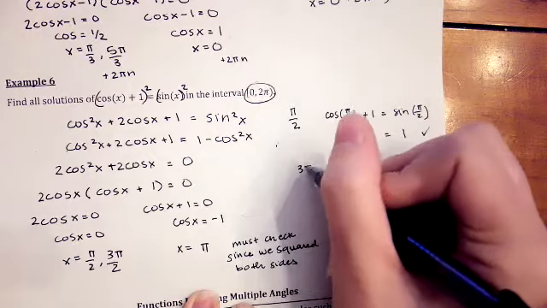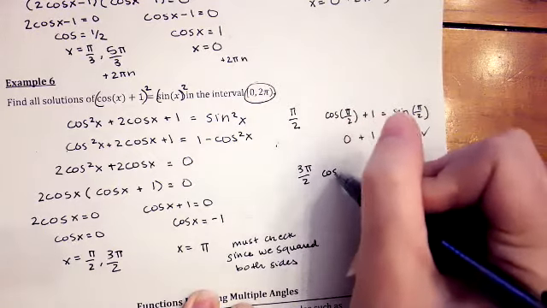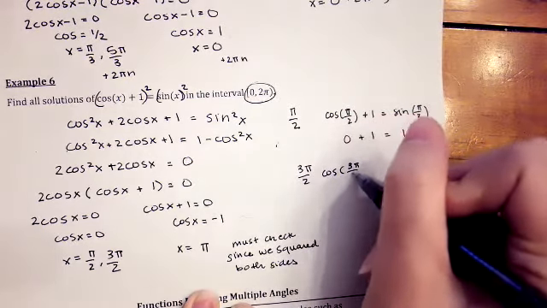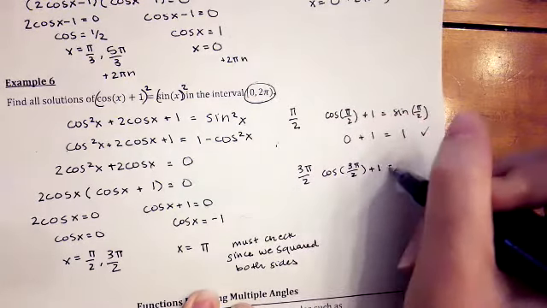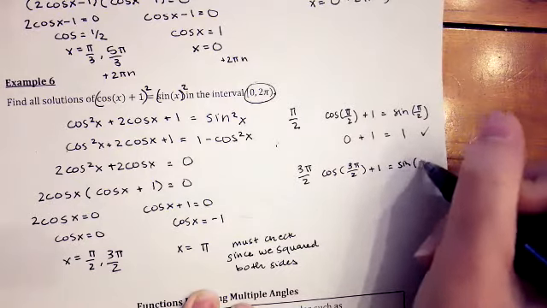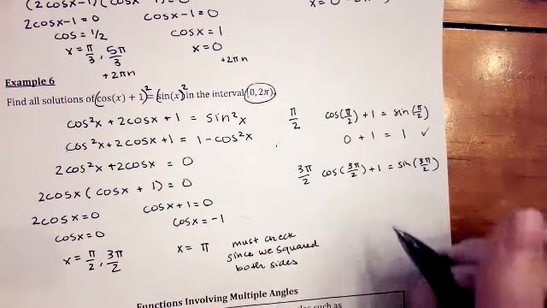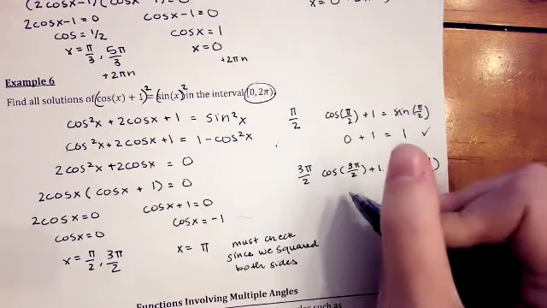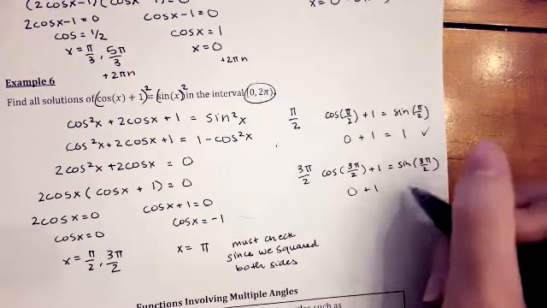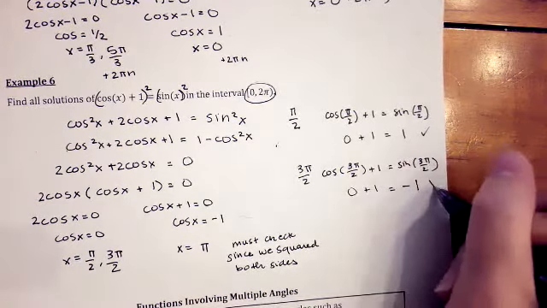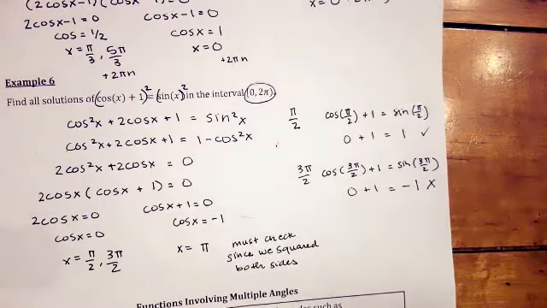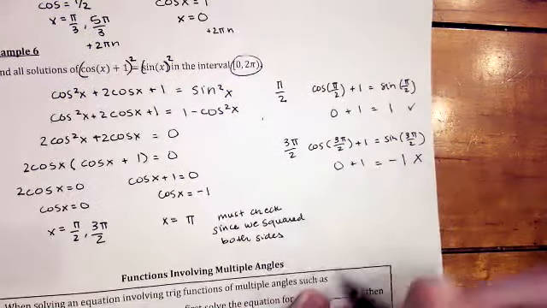We'll check 3 pi halves. Cosine of 3 pi halves is 0 plus 1. Sine of 3 pi halves is -1. This does not check out. So 3 pi halves is not a solution.